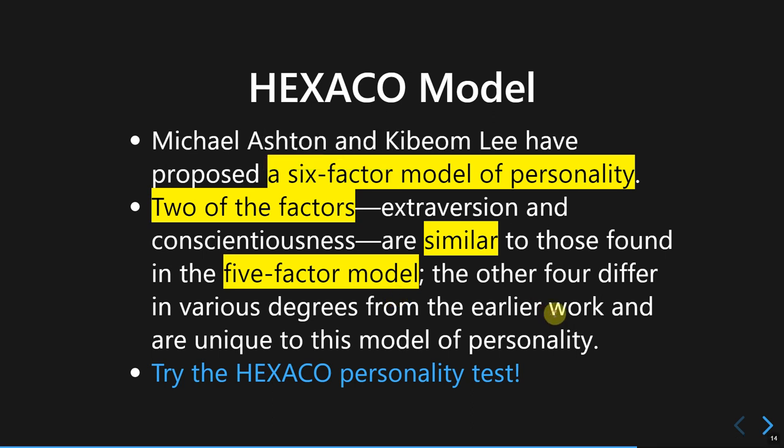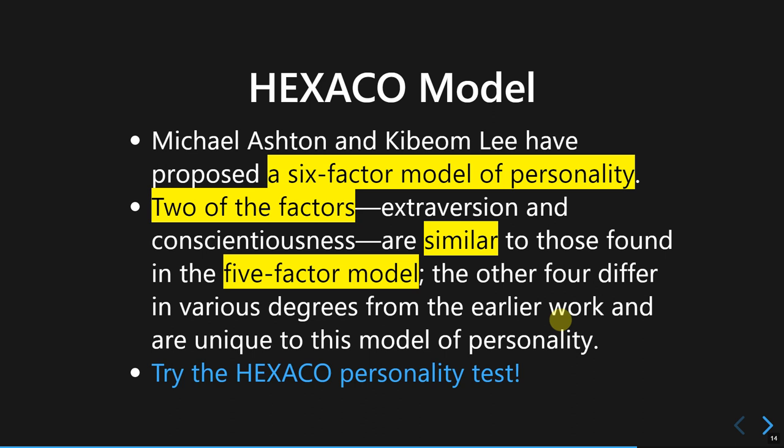Right, so this is the second part of my lecture on five-factor model and HEXACO model. So HEXACO model is also quite scientifically backed and very popular among research psychologists, and we often use this scale to investigate many psychological outcomes.